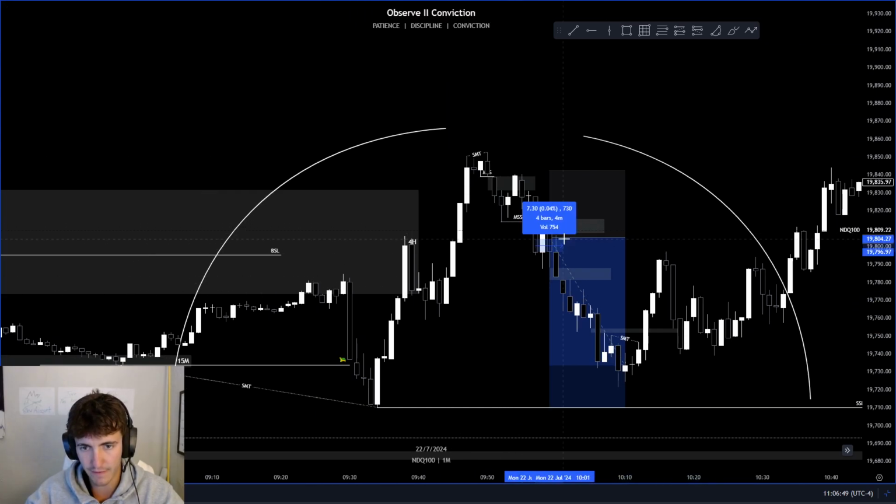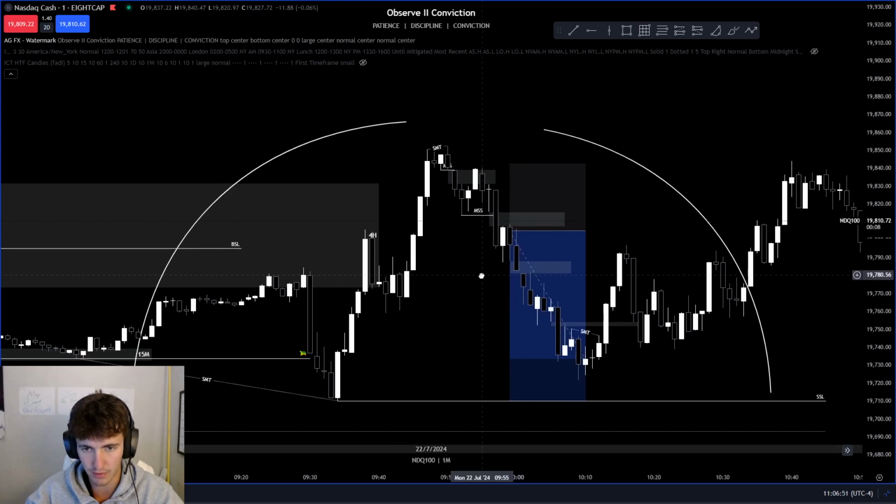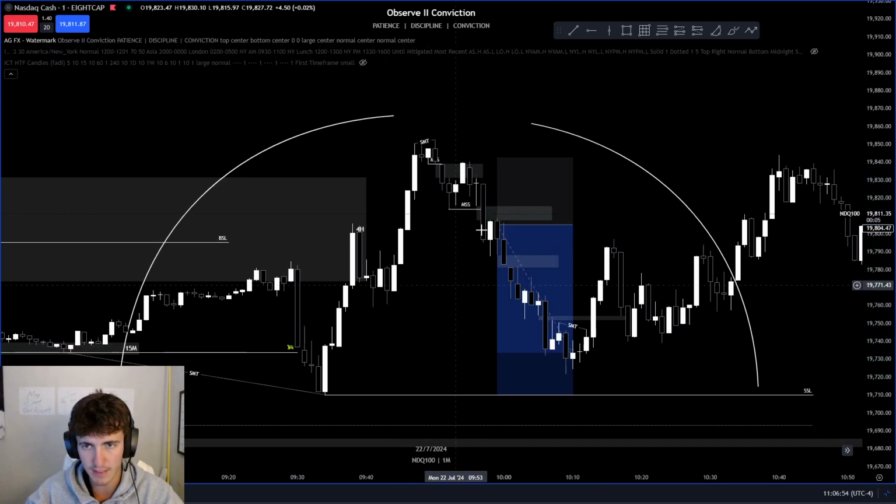So I enter right there. I get a very good fill. My fill is right before the 4-hour candle closes. I get a very good fill. We instantly sell off to these lows.